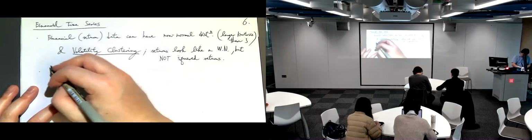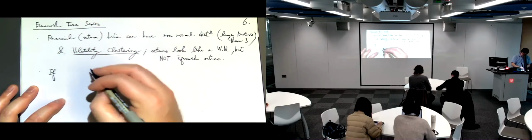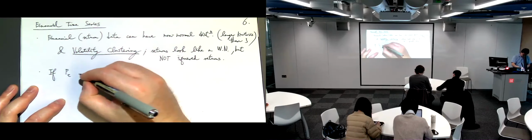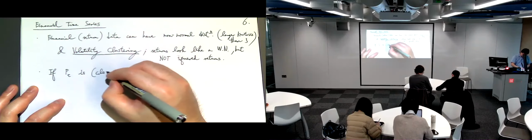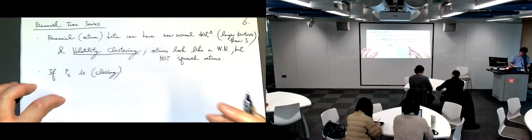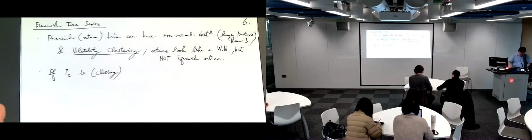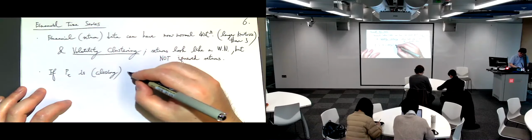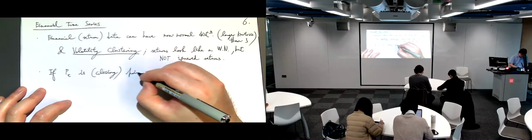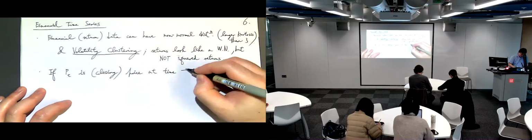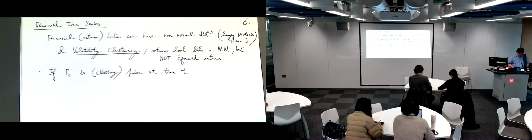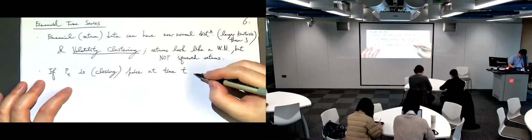So let's fix notation. Let Pt be the closing price. We usually deal with daily closing or monthly closing prices, so let's think about the daily closing price, okay? So Pt is the daily closing price at time t, where t is basically daily time: day 1, day 2, etc.